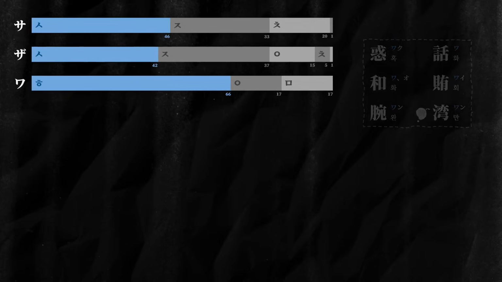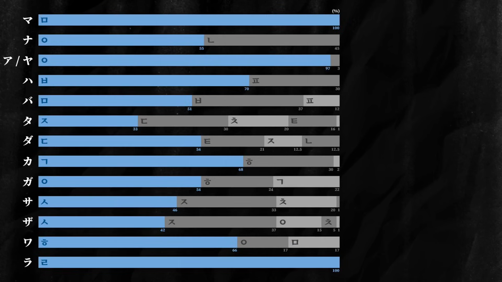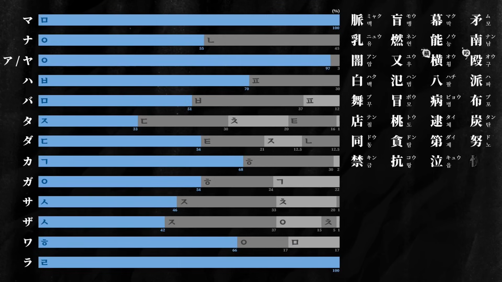And the last initial is r, which is very simple, as it always corresponds to rir. We will see later on, however, that this initial is involved in some interesting phenomena in Korean words. This is a summary of all initials, complete with a list of examples.